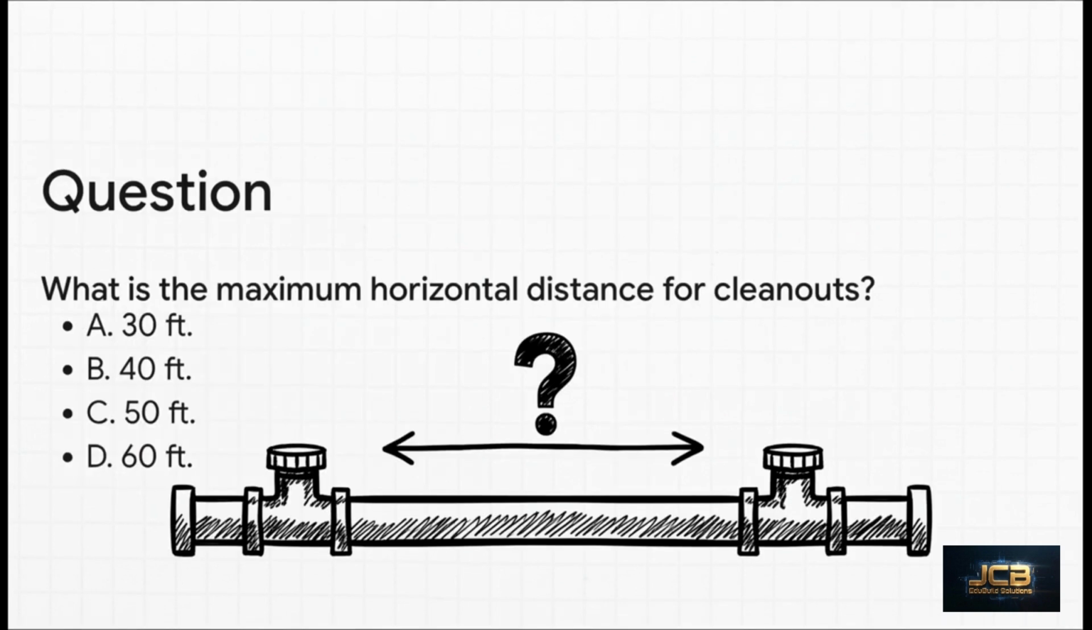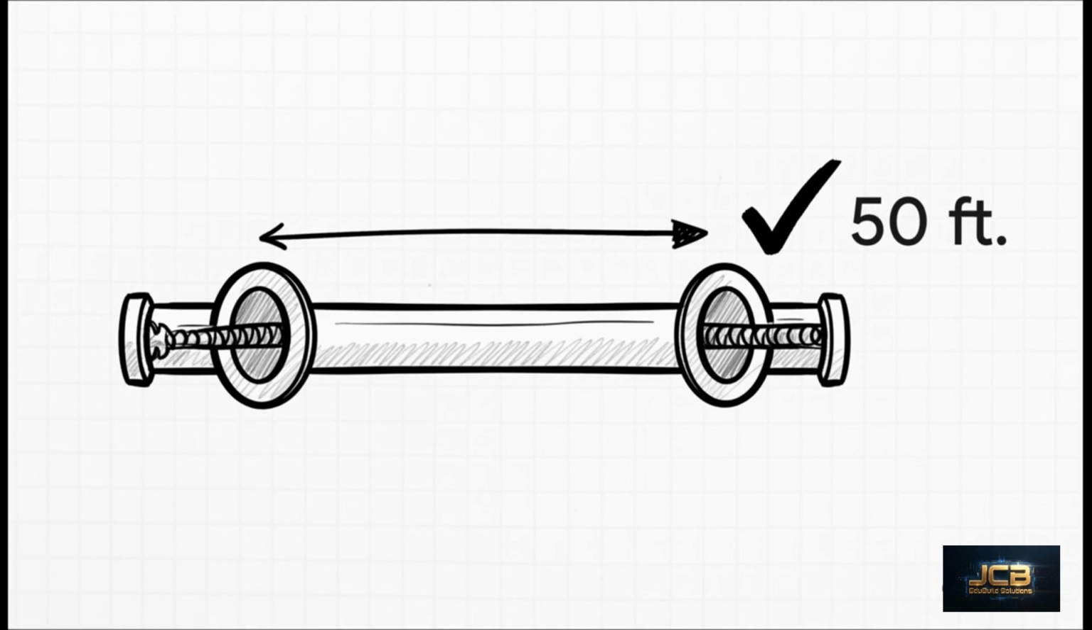Next question. What is the maximum horizontal distance you can have between cleanouts? Is the answer A, 30 feet, B, 40 feet, C, 50 feet, or D, 60 feet? The correct answer is C, 50 feet.